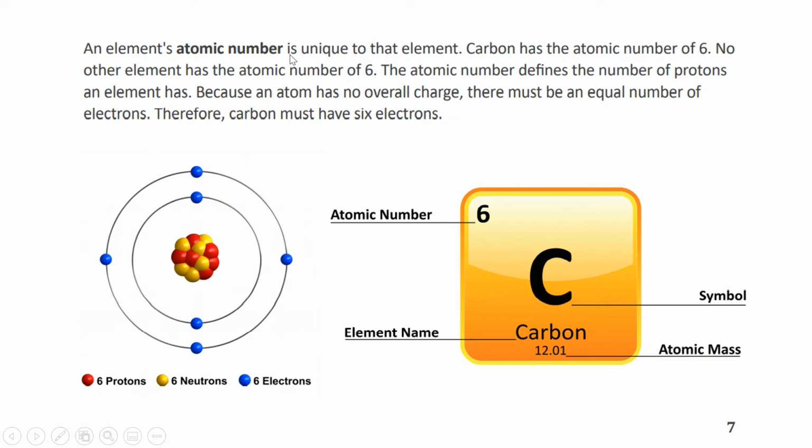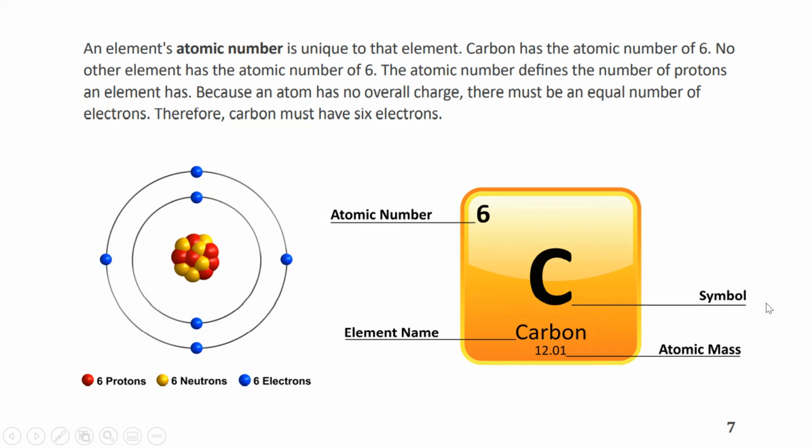An element's atomic number is unique to that element. Carbon has the atomic number of 6. No other element has the atomic number of 6. The atomic number defines the number of protons an element has. Because an atom has no overall charge, there must be an equal number of electrons. Therefore, carbon must have 6 protons, 6 neutrons, and 6 electrons. Atomic number is 6.